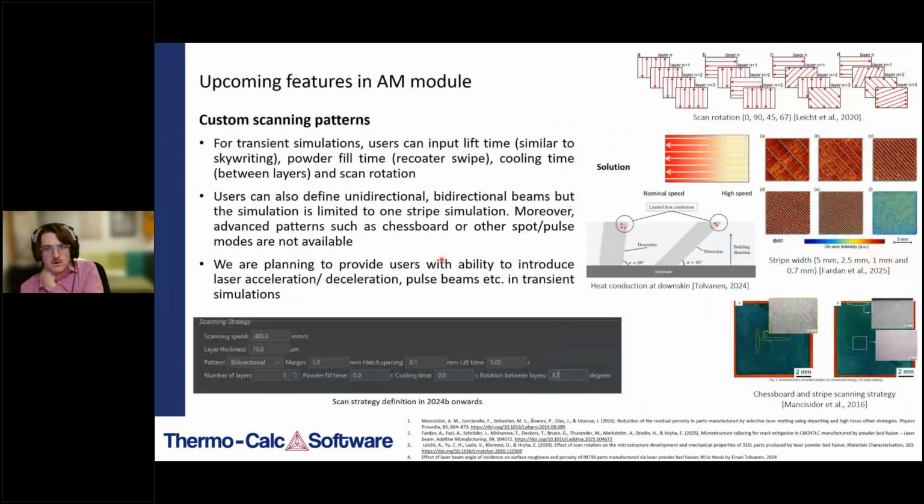We're going to be allowing for a little bit more complex scan patterns. Right now, we just have very simple geometries with very simple scan patterns. We're going to be allowing for more complex ones, and also the ability to add different delays, like the time where the laser has to wait for the next layer. I think we already have that, but things like lift time are going to be added, as well as acceleration and deceleration of the laser, pulse beams, etc.